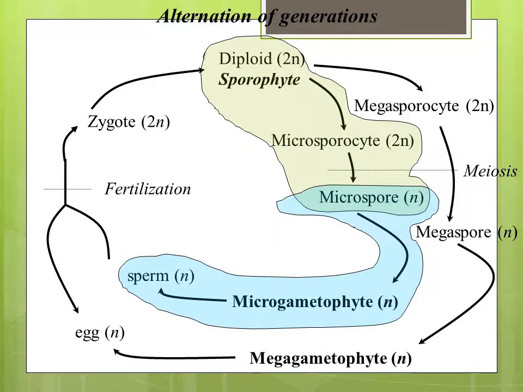This is the same figure, however, the highlighted portion is now showing how a sperm is formed. First, it is a microsporocyte, and then it becomes a microspore. Then it becomes a microgametophyte, and finally, the sperm is formed.